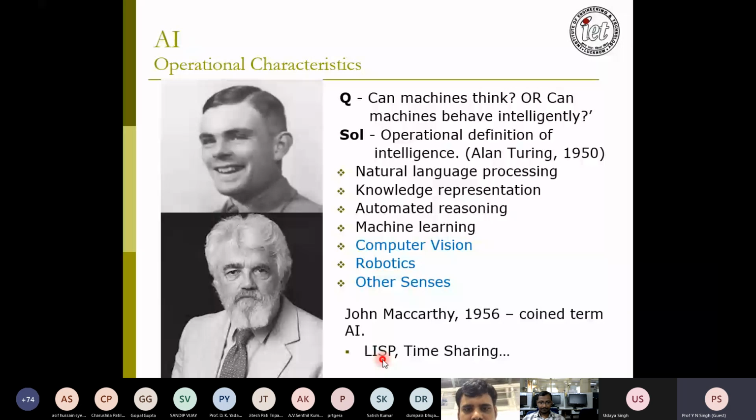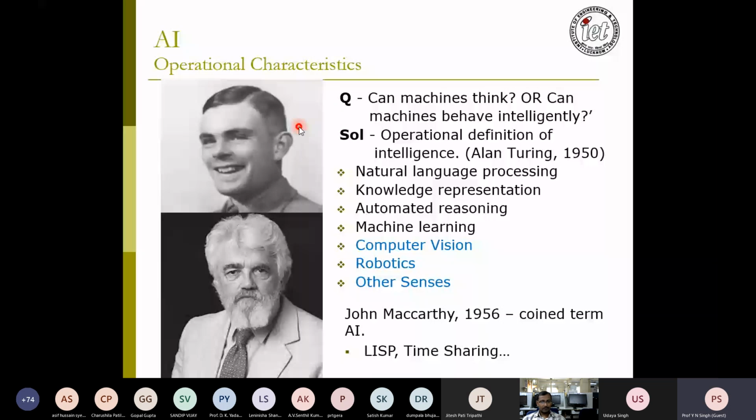So after making you aware of artificial intelligence, let's see how we can distinguish a general program from an intelligent program. What are the operational characteristics that a program, a methodology, a tool, or an agent should have, so that you can say it is an intelligent agent? Those operational definitions are provided by Alan Turing.